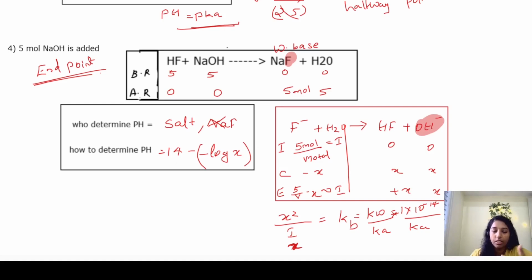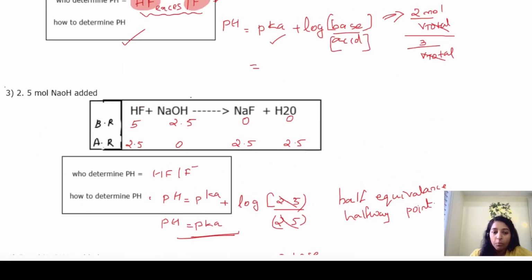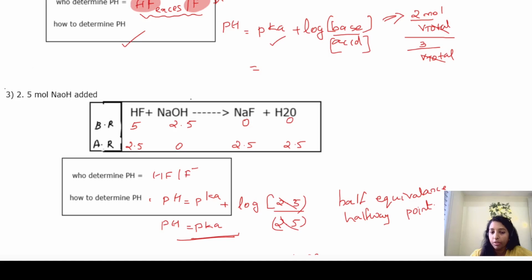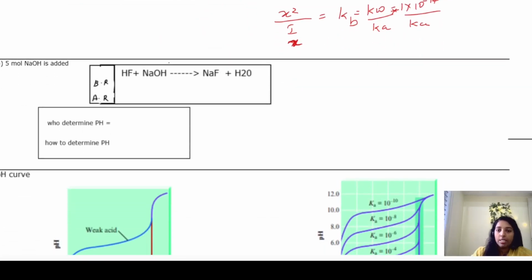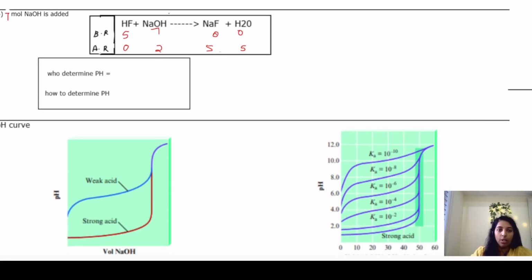So if your question is at the endpoint, you have to do this many steps for pH determination. Before the endpoint, your solution is always a buffer, so you can use the Henderson-Hasselbalch equation. Then what happens when 7 moles of NaOH are added? Before reaction: 5, 7, 0, 0. After reaction: 0, 2, 5, 5. So this time, who determines the pH?